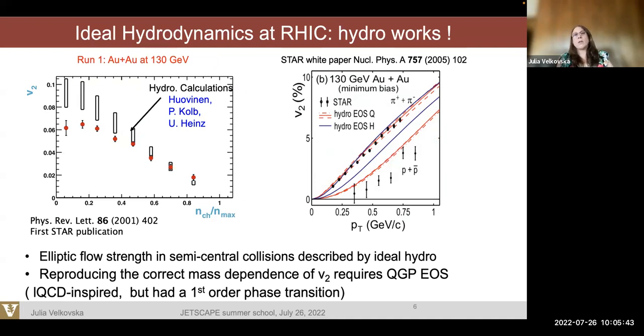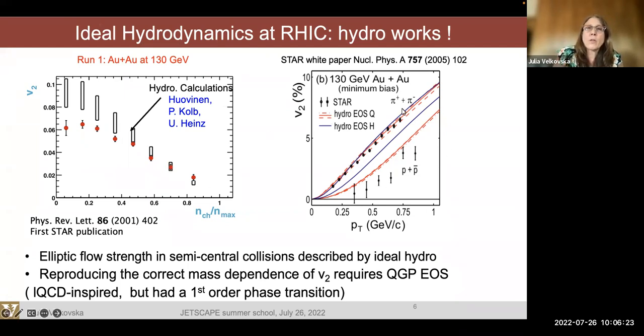This is literally the day one measurement that was done at RHIC. Here on the left, you see the results from the first publication of the STAR collaboration, where the v2 strength was measured in systems with different overlap zones, measured here with the charged particle multiplicity. These results were compared to ideal hydrodynamic calculations, and it was found that ideal hydrodynamics describes the data pretty well.